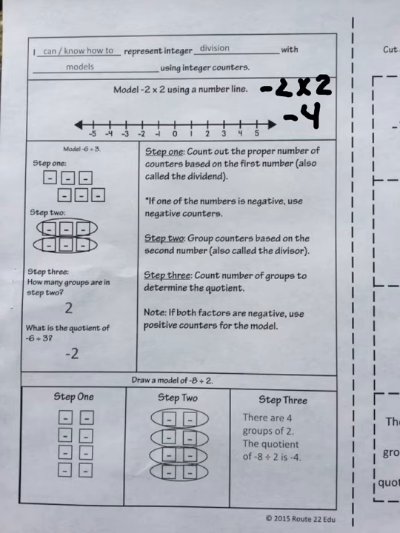Let's look at these again too. I want you to make sure if they are negatives, you guys are making sure that they are red, okay? And if they are positive, make sure that you guys are having them drawn in as yellow. All right. Step 1, count out the proper number of counters based on the first number. It's also called the dividend. So our first number is negative 6, so my counters are negative, and I've got 6 of them. I'm dividing them up into groups of 3.